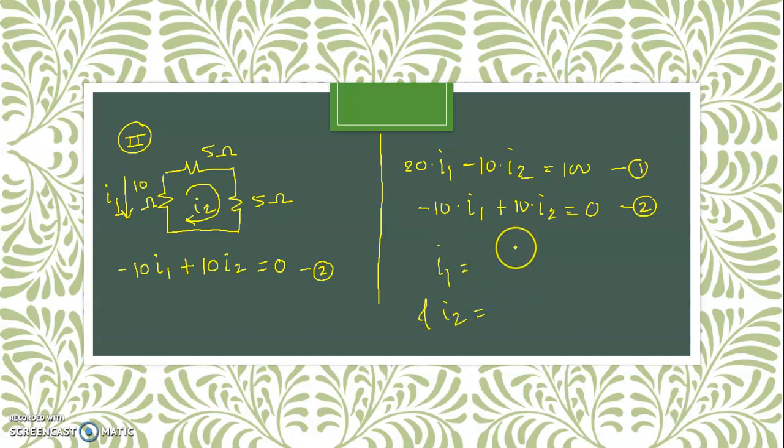So the values are I1 equal to 10 ampere and I2 also equal to 10 ampere. These are the values which we calculated using a calculator.